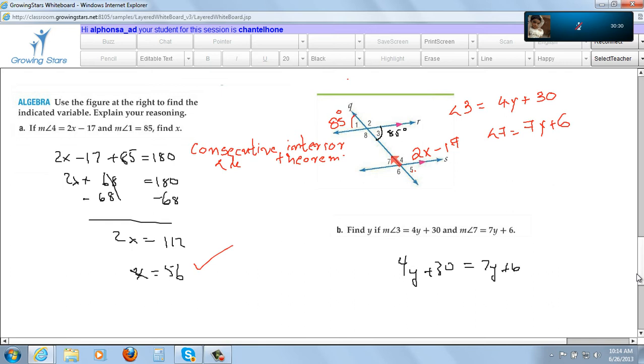So here, alternate interior angle theorem.